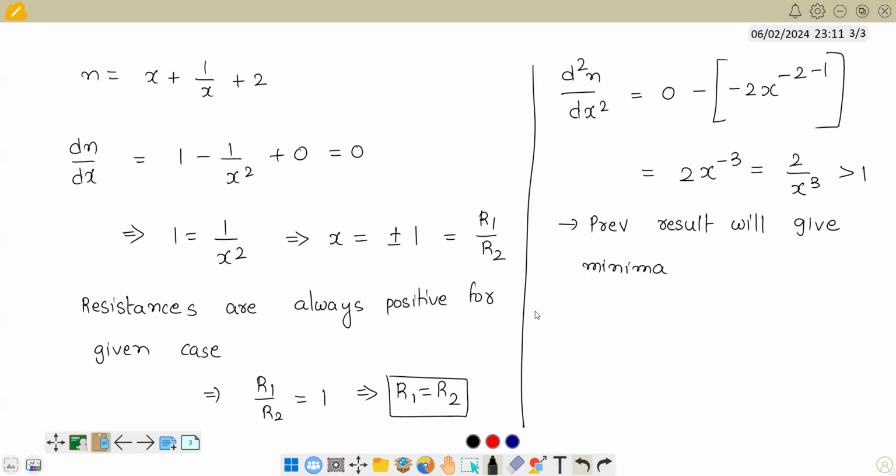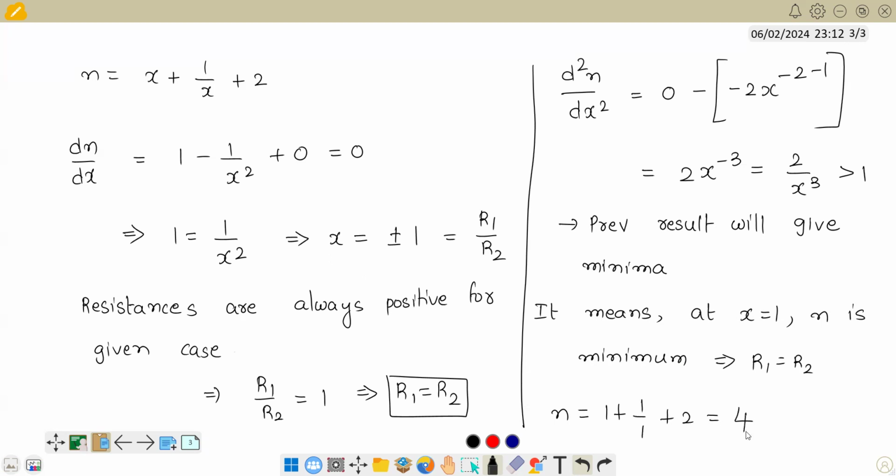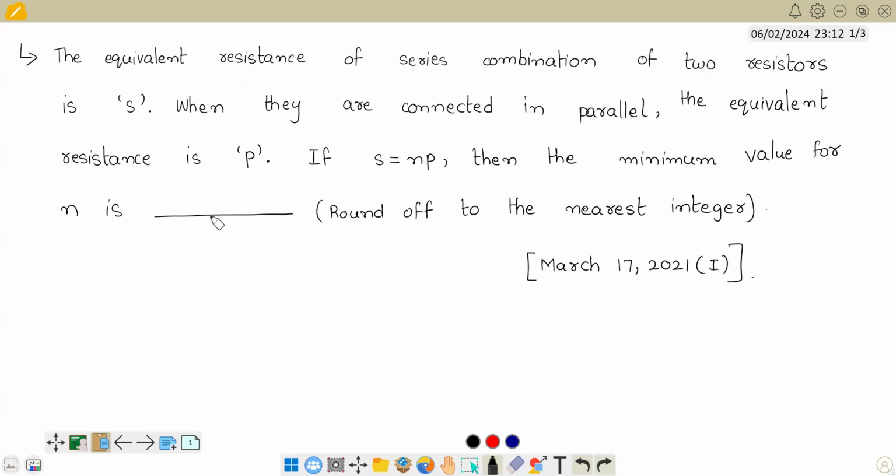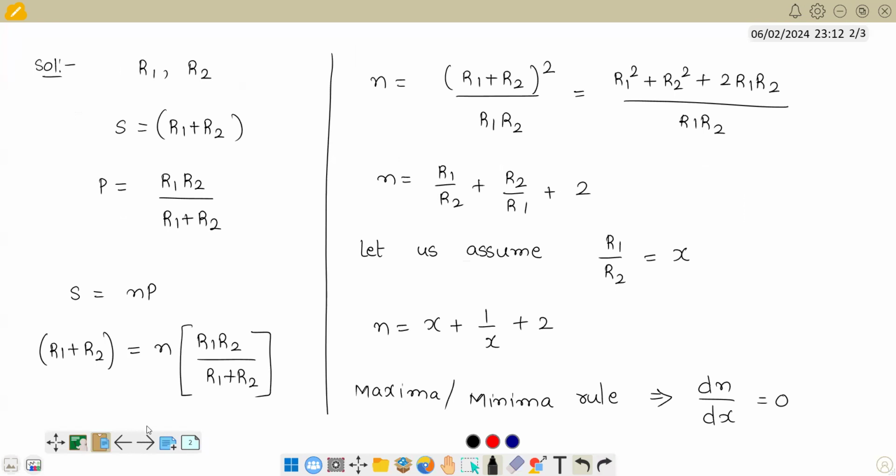What do I mean by that? It means at x equals 1, N is minimum. That is, R1 must be equal to R2. If I substitute all that, we'll get N equals 1 plus 1 by 1 plus 2. So 4 is the least value of N. So the correct answer for this would be N value must be equal to 4.